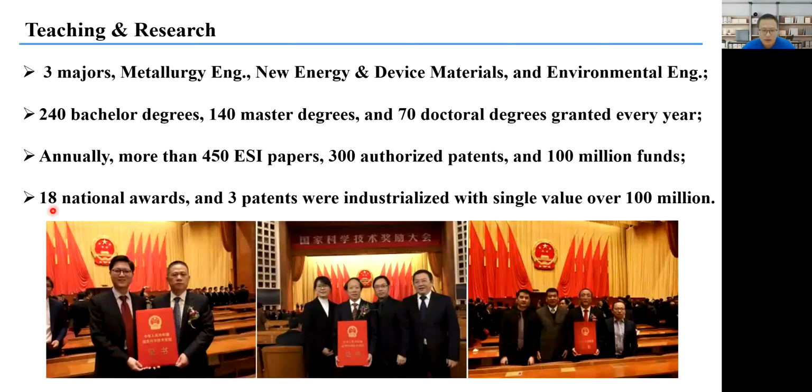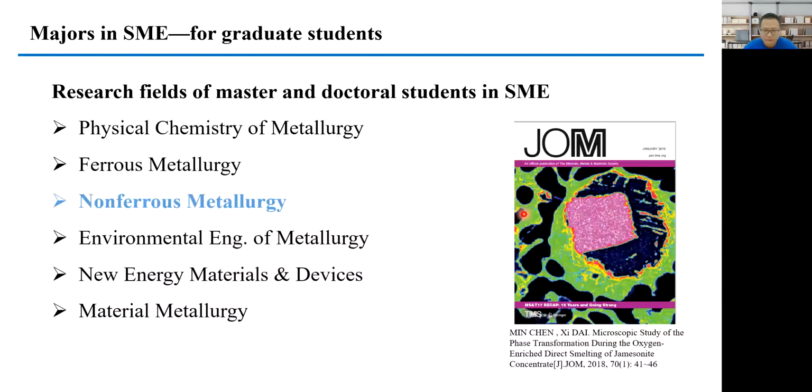And we have won 18 national awards, and 3 patents were industrialized, and every single one of them was sold for more than 100 million RMB. So this is how we are doing our research, and we are doing the papers, and we are trying to get some patents. And we industrialize our patents, because metallurgy is an engineering discipline, so we should get closer to the industry.